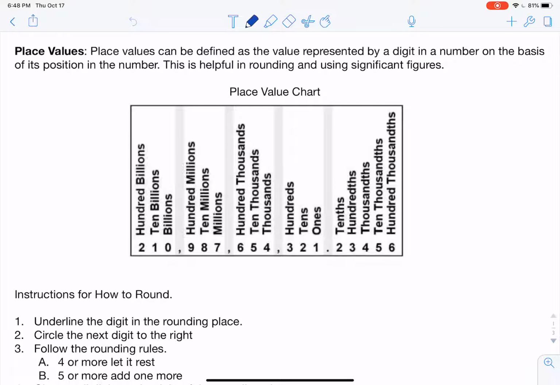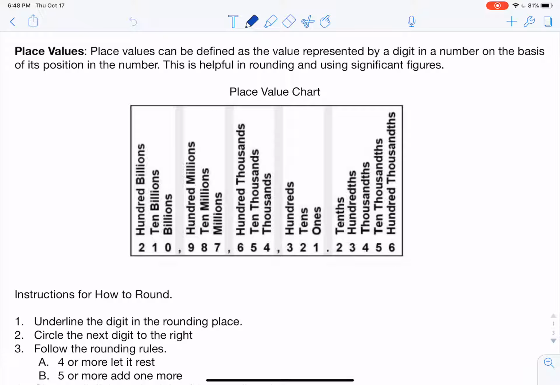In physics and science, I'm going to be asking you to round using significant figures, which I'll be talking about in a future video. So what I want to do now is just focus on the previous skill you need to know before we get into sig figs, and that is knowing your place values and rounding. So a place value represents a digit in a number on the basis of its position in the number.